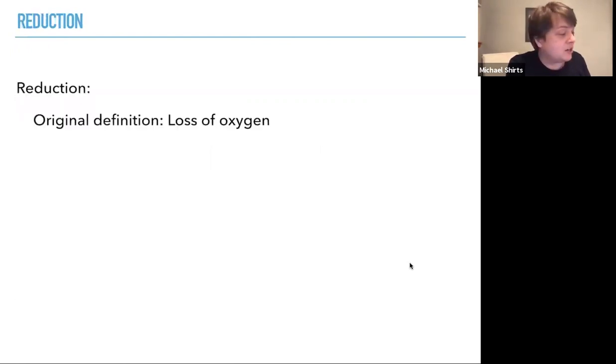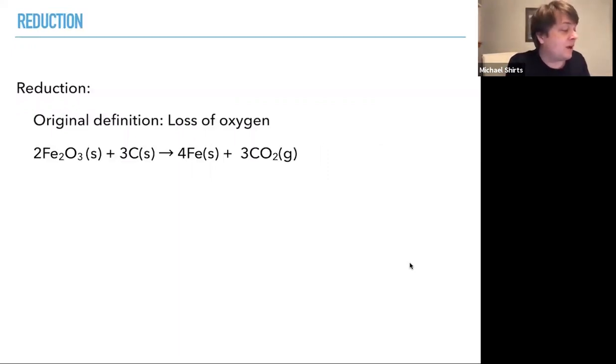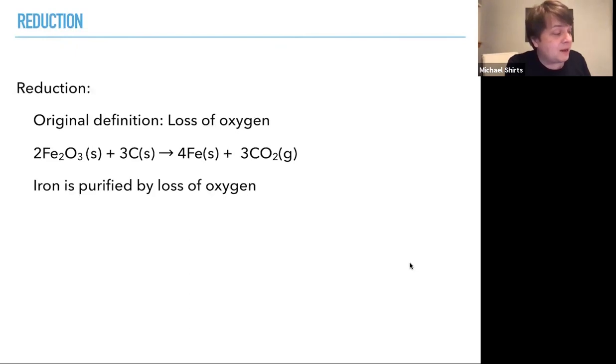Reduction, as you can imagine, the original definition was loss of oxygen, reducing the amount of oxygen. So in this case, if we have iron oxide reacting with carbon, which is the basis for a lot of purification of iron from iron oxide ores, from the smelting, you get out iron and CO2. The oxygen is taken from the iron to the carbon to produce carbon dioxide. So iron in this case is purified by loss of the oxygen.